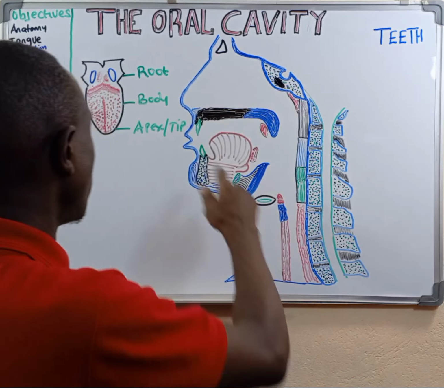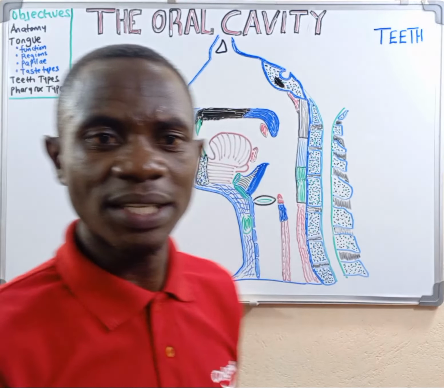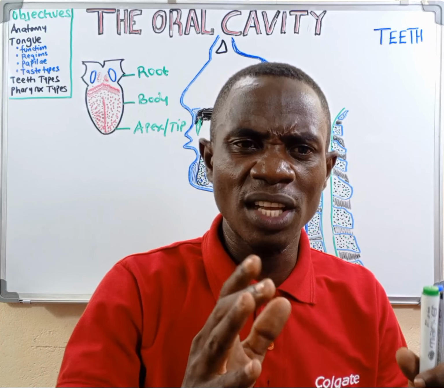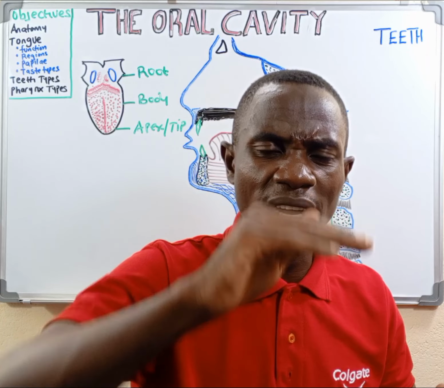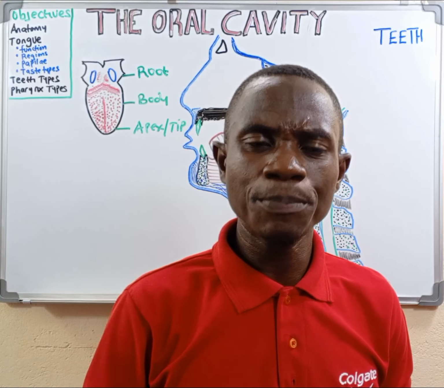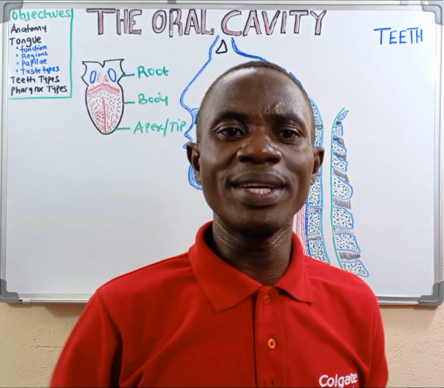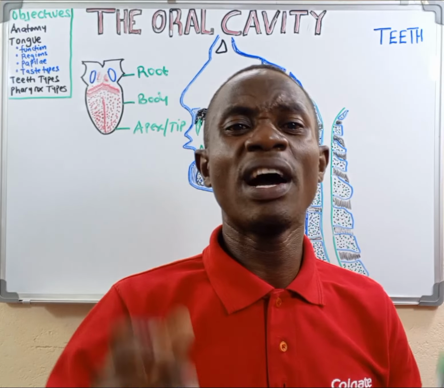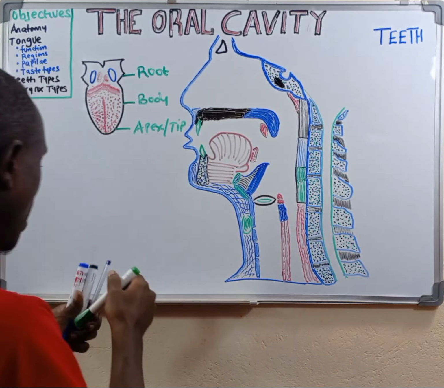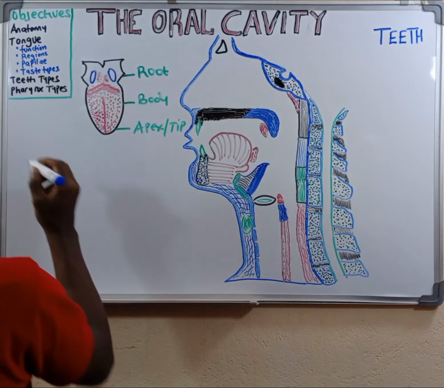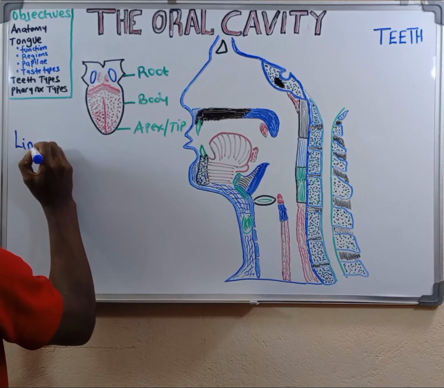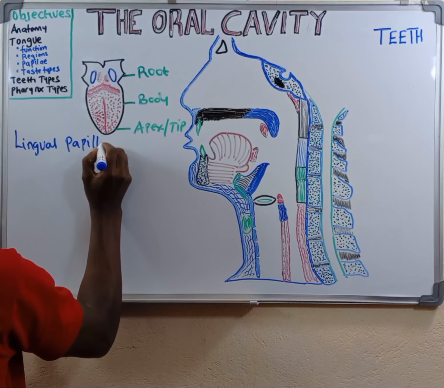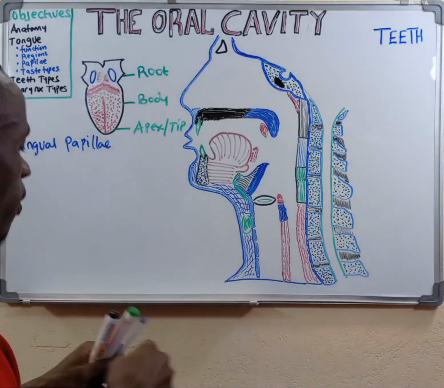But when we come to the dorsum of the tongue, we find a lot of structures. We have tiny projections located on the dorsum of the tongue. Do you know what these tiny projections are called? These projections are what we call the lingual papillae, and we have a couple of them. The following are examples of the lingual papillae.